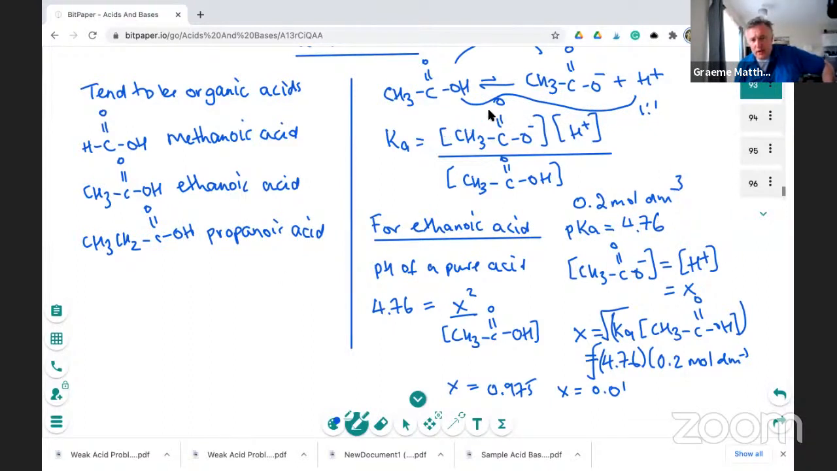Try it again. So I got what I said, that the ethanoic acid breaks the bond to ethanoate ion and H plus. Yes, 1-to-1 correspondence. Therefore, here's my Ka expression here. You totally agree with that.